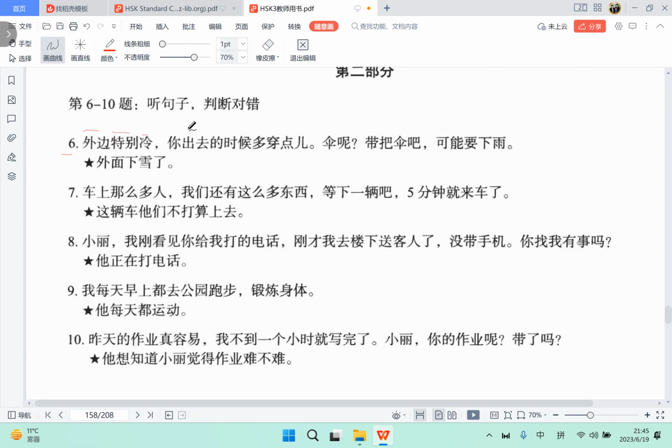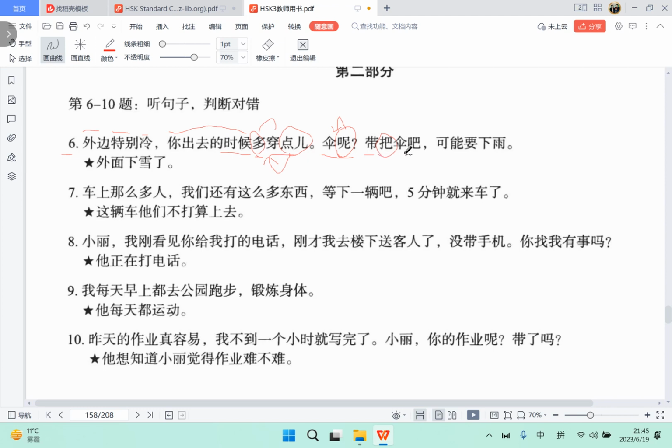Especially cold. 你出去的时候, so when you go outside, 多穿点, so dress a little bit more. So 多穿 more, and the 点 here is a degree complement, a little bit, and how you dress, more, a little bit more. So where is the umbrella? So this is the grammar point we learned in this lesson, so at the end of the sentence, especially for a question, it indicates asking the location, or where is. 带把伞吧, so bring an umbrella.